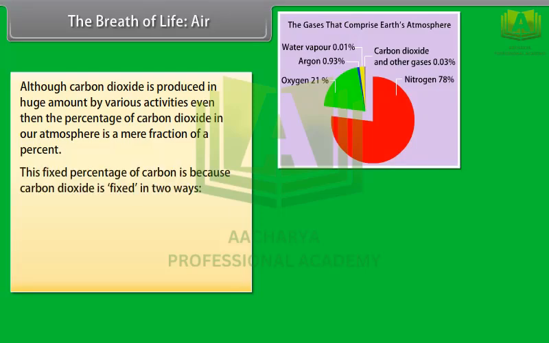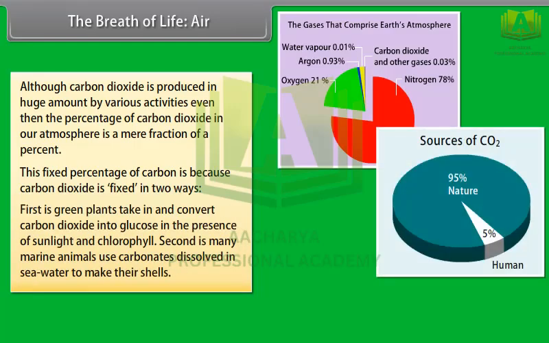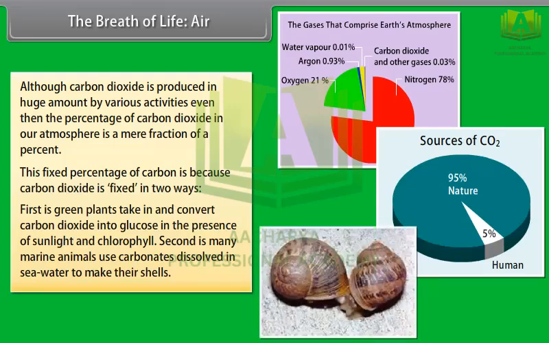This fixed percentage of carbon dioxide is because carbon dioxide is fixed in two ways. First, the green plants take in and convert carbon dioxide into glucose in the presence of sunlight and chlorophyll. Second, many marine animals use carbonates dissolved in seawater to make their shells.